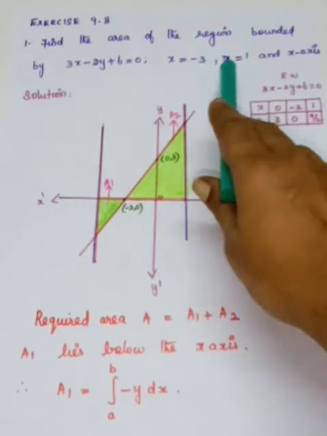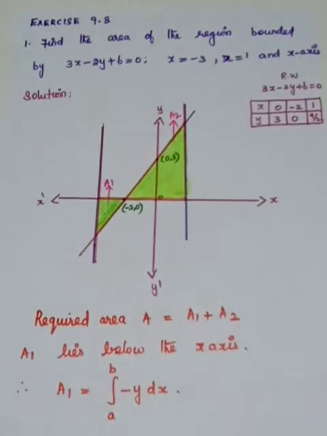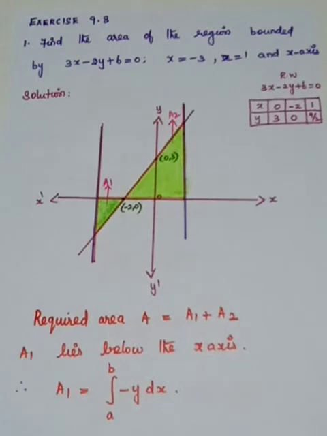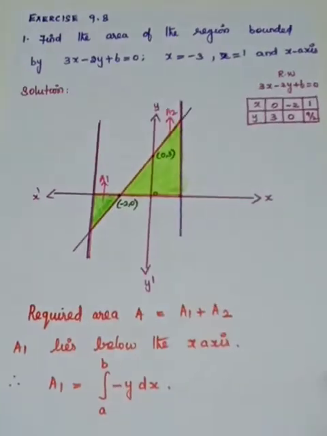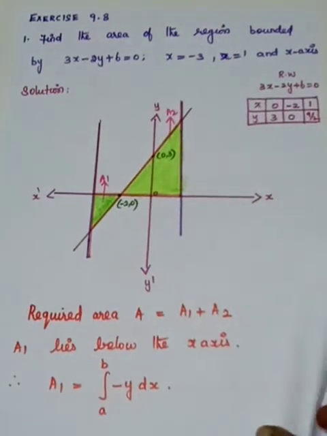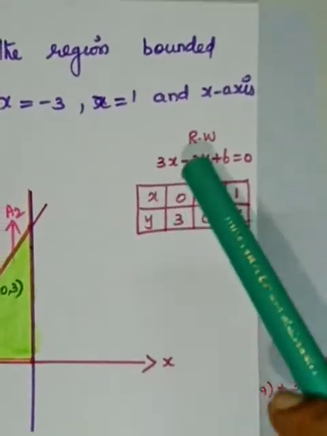You see the lines x is equal to a to x is equal to b. But you are going to choose the x-axis. So x-axis means you have to consider whether the area lies above the x-axis or below the x-axis. Whatever it is, first we have to draw the diagram. Then only we can understand whether the area lies above or below. So for that you consider the line.